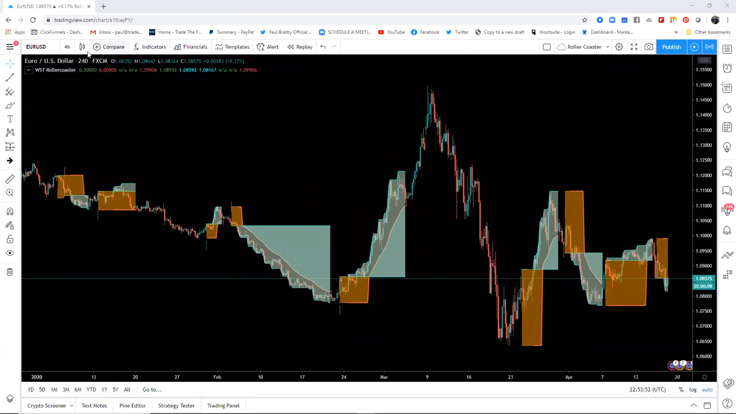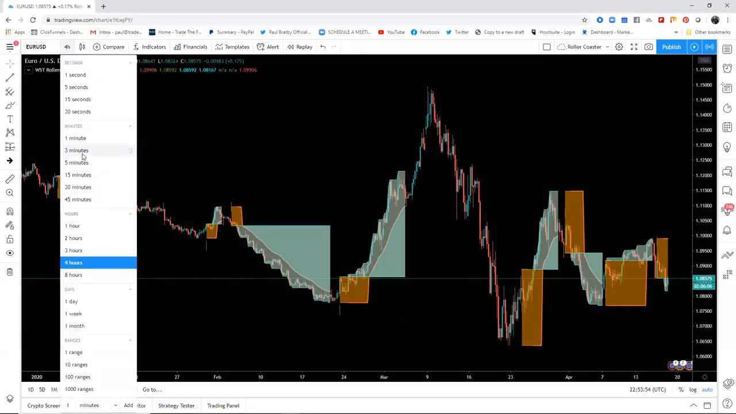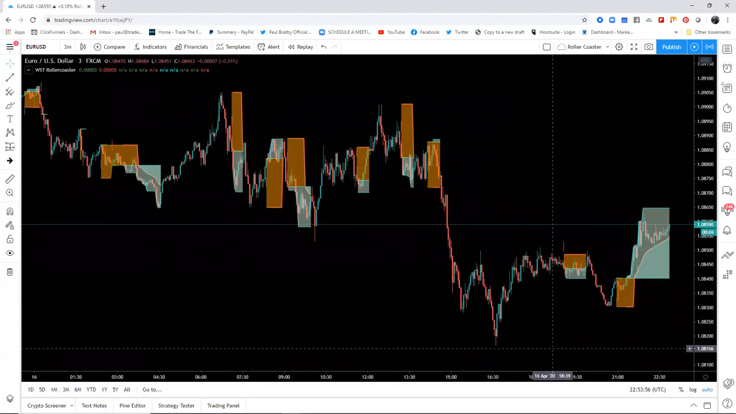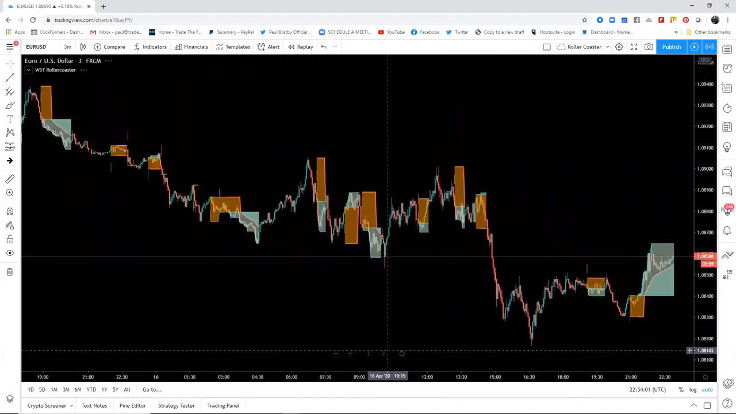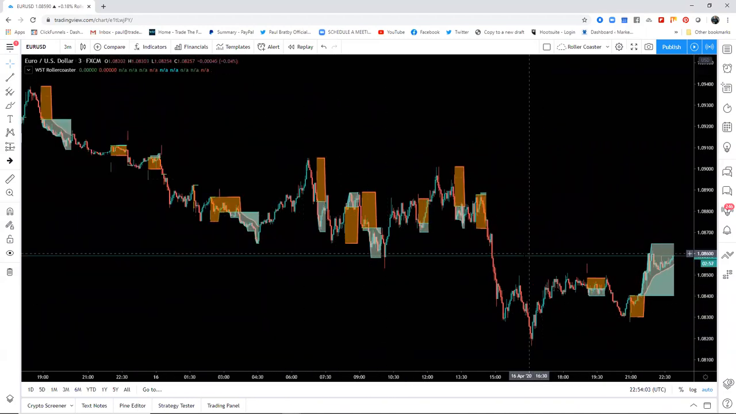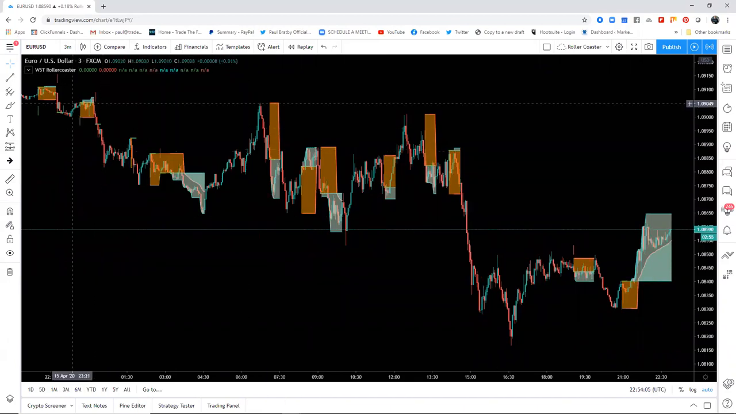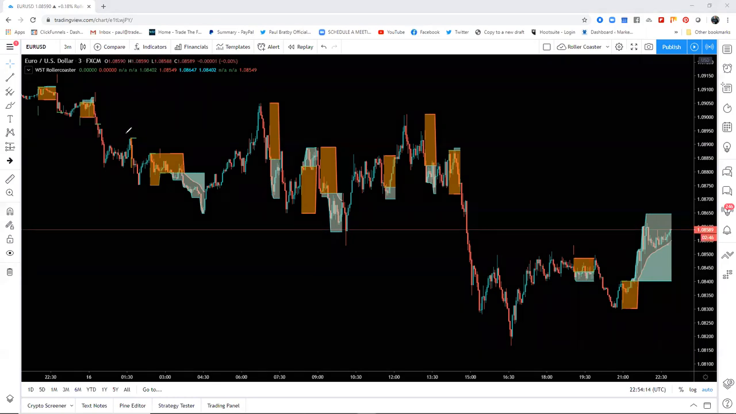Let's look for day traders now. Let's go 3 minutes on Euro US dollar. Okay. Let's look over the last couple of days. Let's just do it. Let's do the job. Let's look for the losers first. Oh, that's the wrong thing. I wanted to, you know. Okay, so.